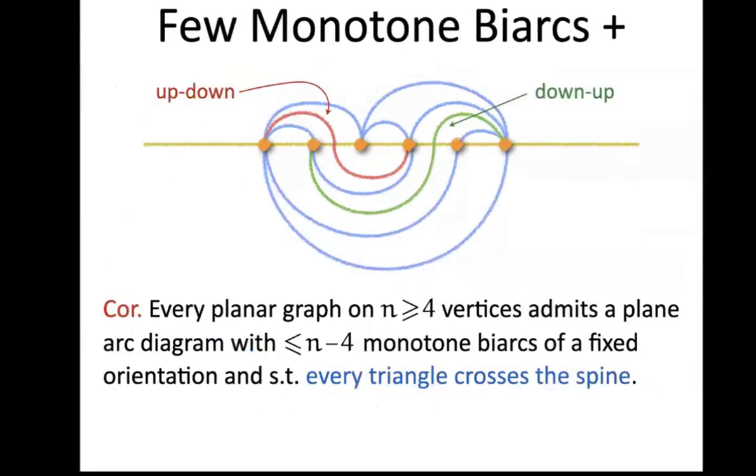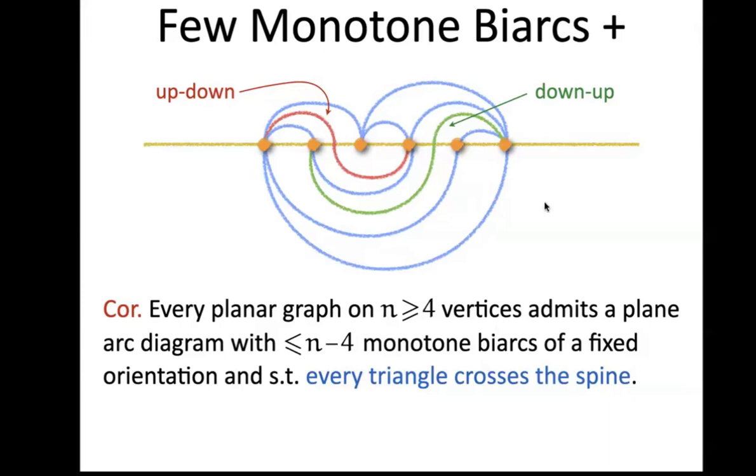Now, this proof, I hope it was clear. Otherwise, please complain. So this should be all easy to follow, hopefully. But the nice thing is that we can slightly modify this scheme and this drawing to establish an additional property that will help us handling cletopes. And that is, we can get the same bound, which is at most n-4 monotone biarcs of some fixed, so n-4 down-up biarcs, say. And in addition, we maintain that every triangle in this arc diagram crosses the spine.